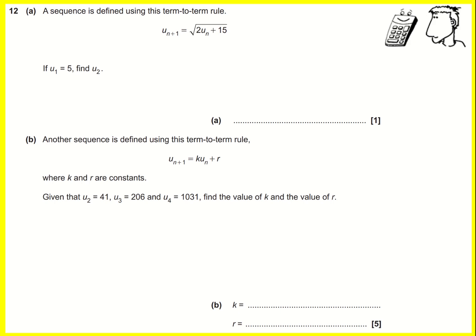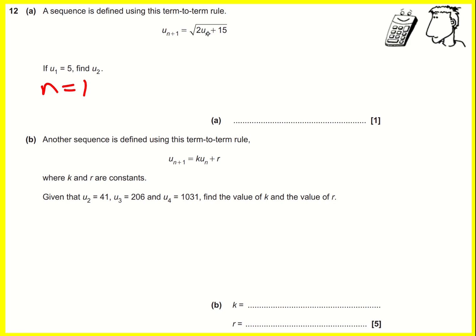This topic's known as iteration because basically we put one value into a formula and we get a new value that pops out. And this n means our nth term, and then the n plus 1 is the one after that. So let's demonstrate with this question. We've got that u1 is 5. I mean, n essentially would be 1 in this case.